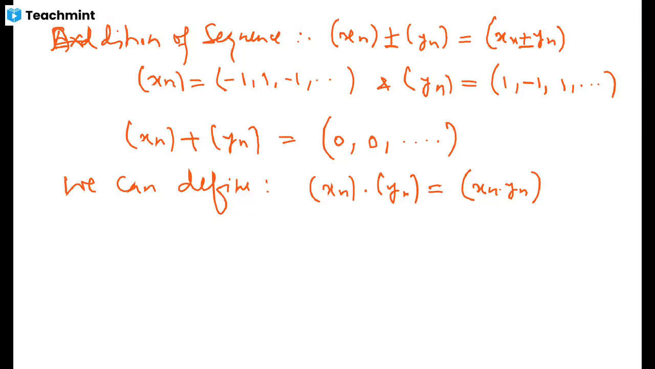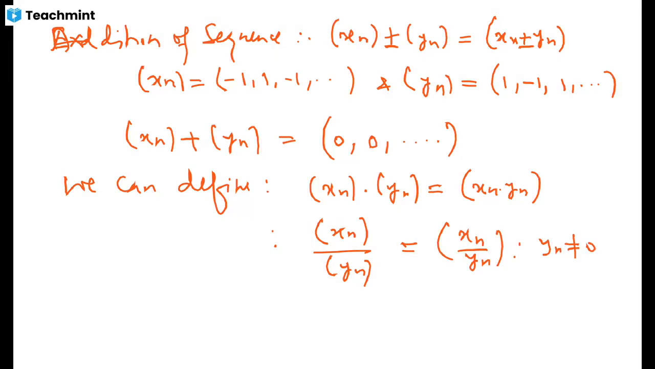We can also define the quotient of the sequences, provided the sequence that you keep in the denominator has no zero value. Otherwise, this will be undefined. Here y_n needs to be a non-zero quantity.